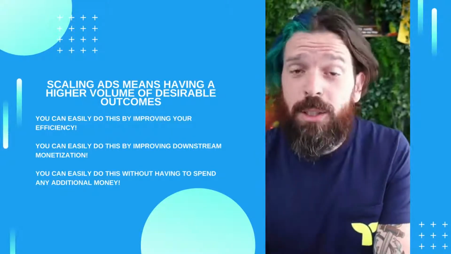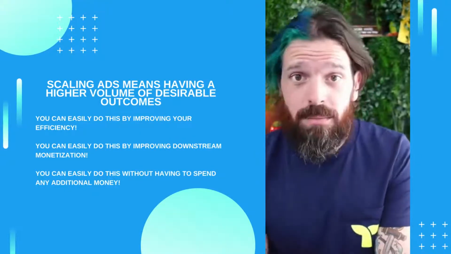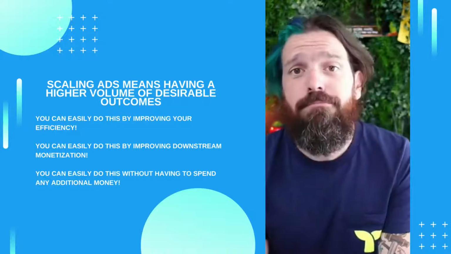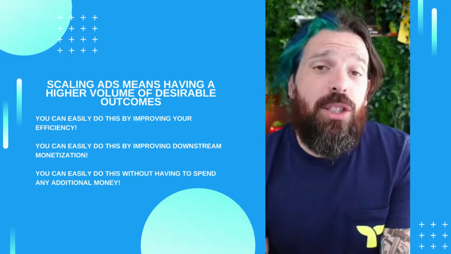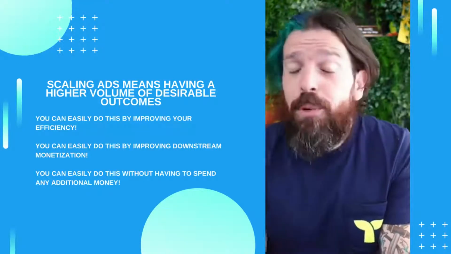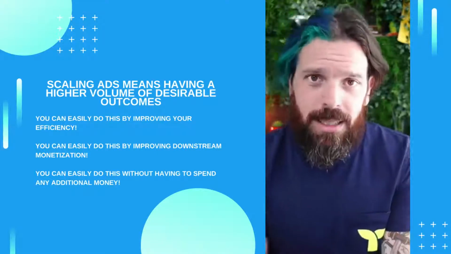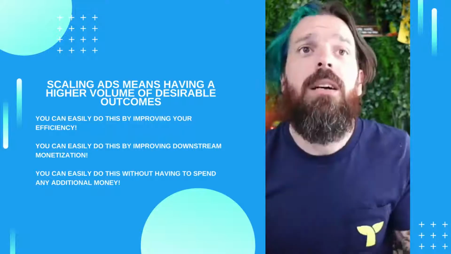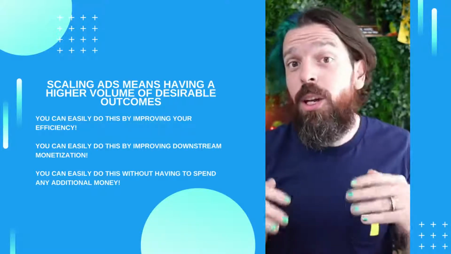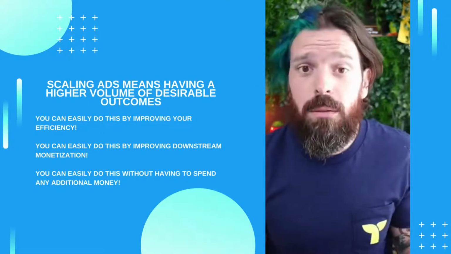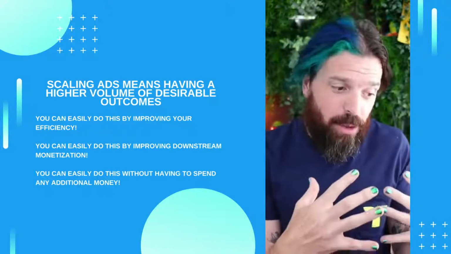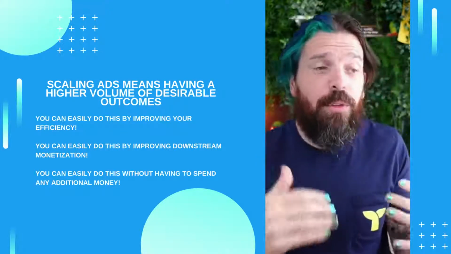You can easily do this by improving your efficiency, lower CPA. You can easily do this by improving your downstream monetization. Get those customers to buy a second time. Improve the LTV, which is ultimately improving your advertiser score. And we're improving our efficiency by either reducing the budget or improving the estimated action rate.